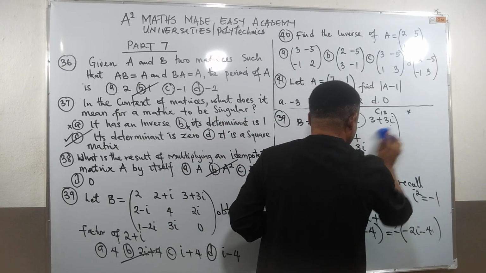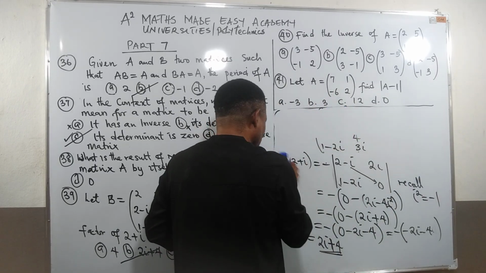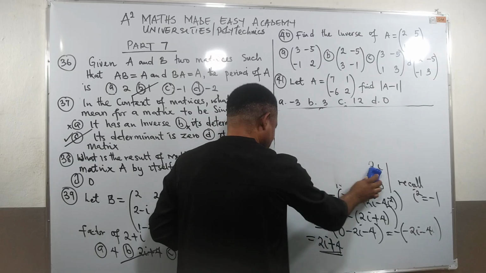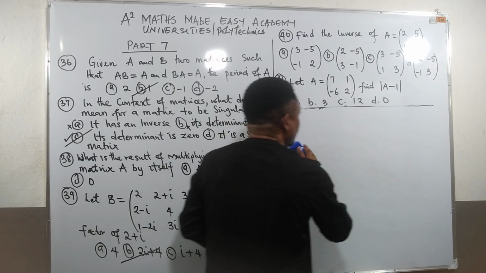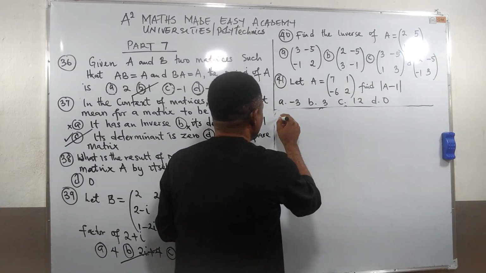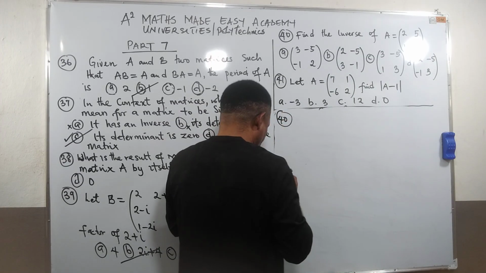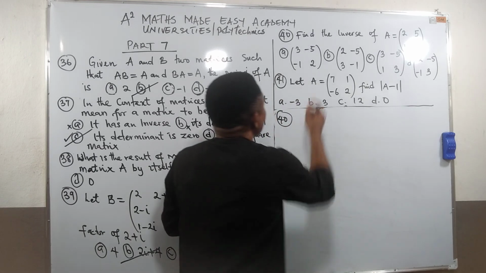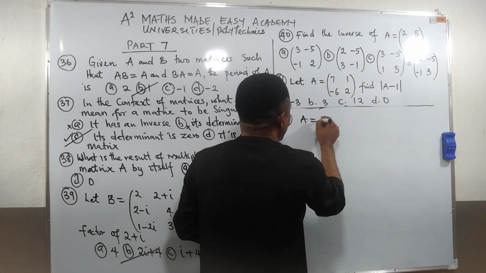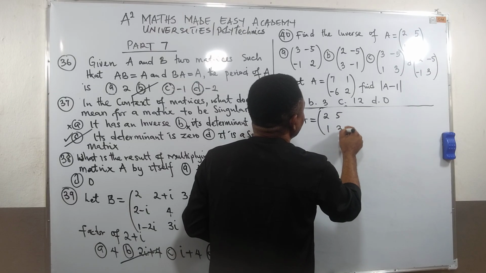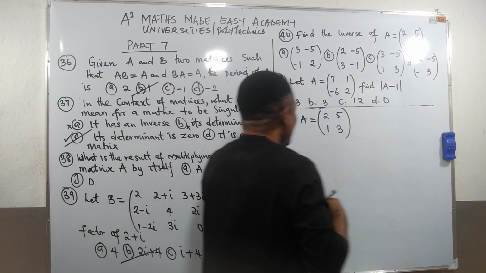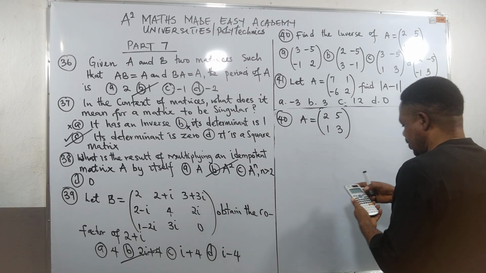Now, having known the answer, can we now move to question number 40? What did I say? Question number what? 40. Now look at question number 40. The question says, find the inverse of matrix A as 2, 5, 1, and 3. I have taught you how to approach this using the calculator method.